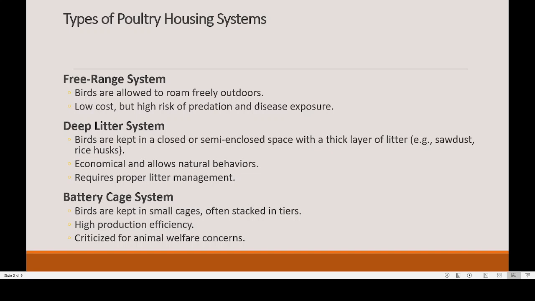So the chicken may not be able to move around. They have to remain confined in a smaller cage like this. So that system is known as a battery cage system. Birds are kept in small cages, often stacked in tiers. See here also you can find a three-tier system. Three levels are there. Then the problem is animal welfare concern. Here the birds are not given any proper care. They are treated like animals to be killed. That is the problem. So animal welfare people are strongly against this kind of practice.